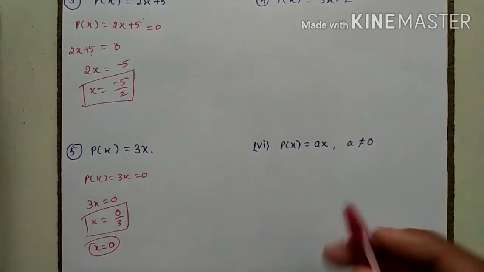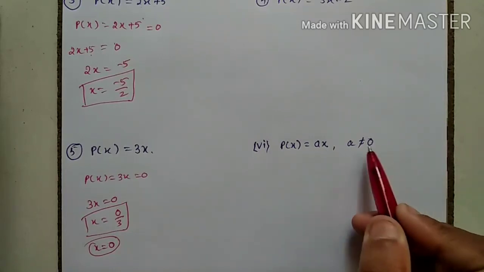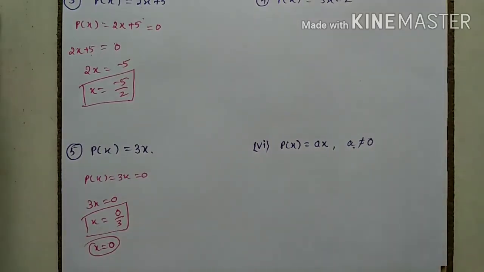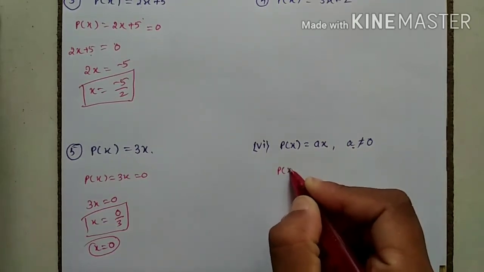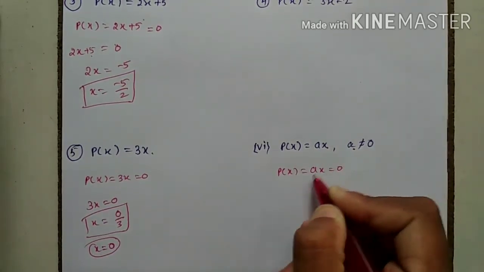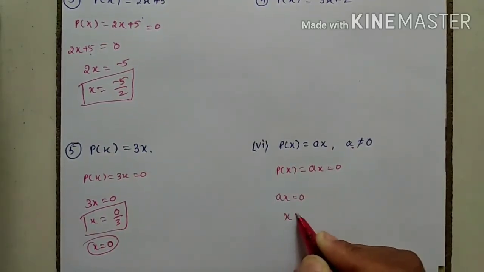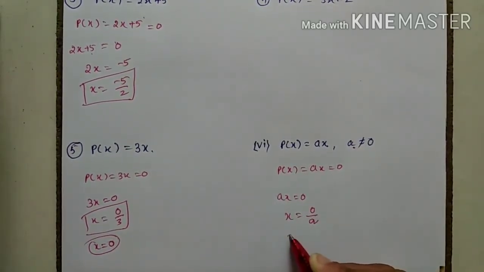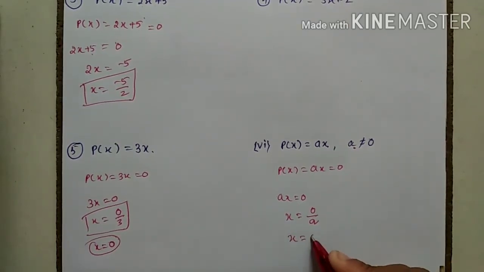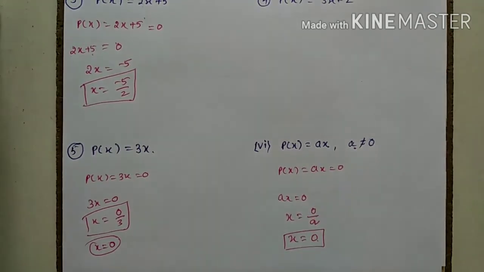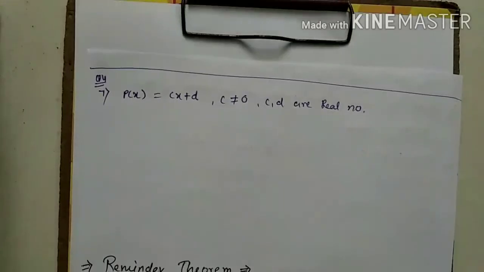In this question, see, the question is saying a cannot be 0. Okay, we are not putting a as 0. So p(x) equals ax equals 0. This equation equals 0. So ax equals 0. So x equals 0 by a. So what will you put? x equals 0. If you put it, you get the zero of the polynomial. Is it clear? Now come to the last question of this exercise.